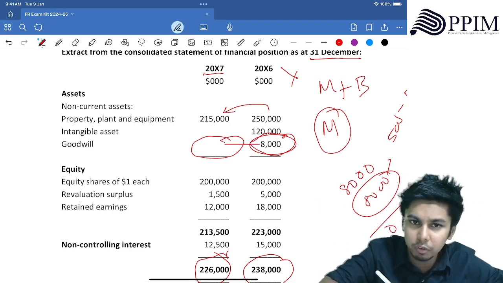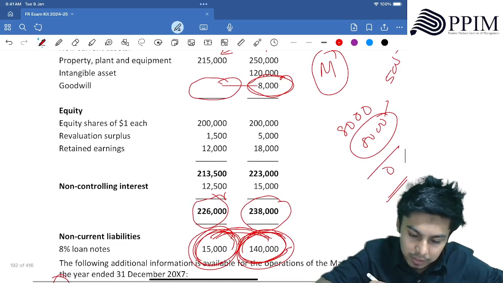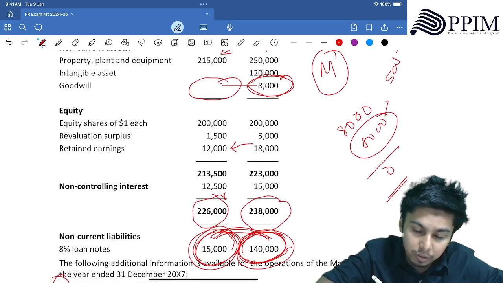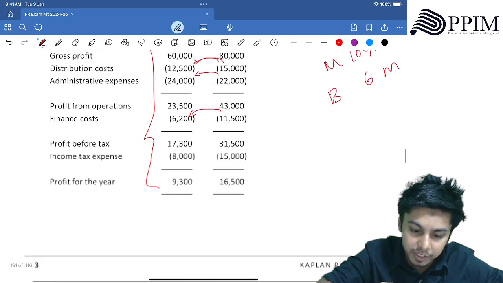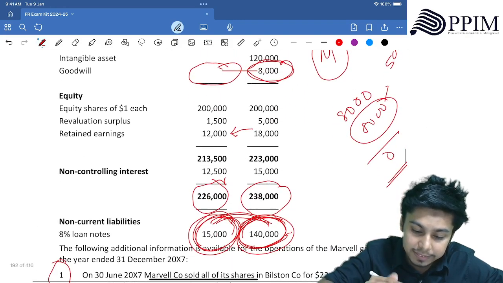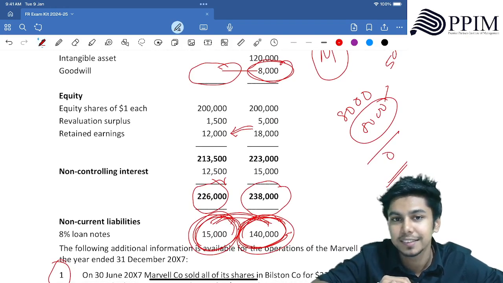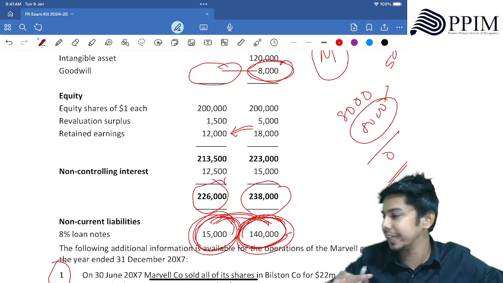Right, then guys, when I go to the next part, PPE has reduced because we sold the subsidiary. Goodwill has gone down. Impairment, we already discussed. Retained earnings have gone down. Guys, look at this. We are making a profit, but still retained earnings has gone down. What's the reason behind it?